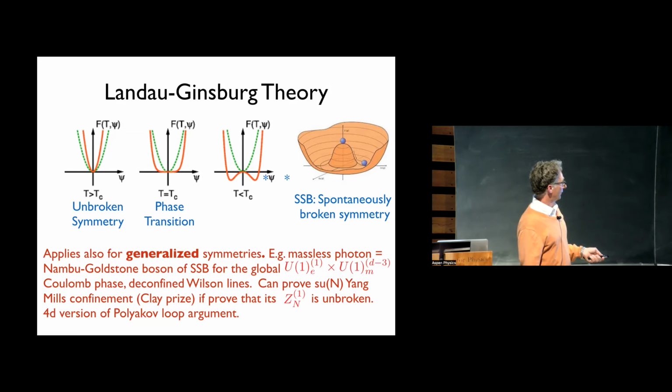And if we could prove that SU(N) Yang-Mills has confinement, this is the Clay Prize problem, it would amount to proving that its global symmetry is not spontaneously broken, that its Z_N one-form symmetry is unbroken. This is a 4D version of the Polyakov loop.